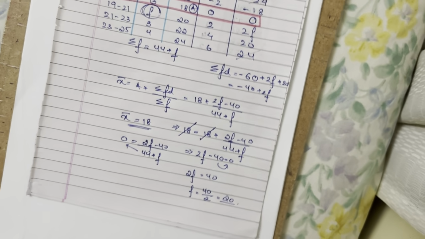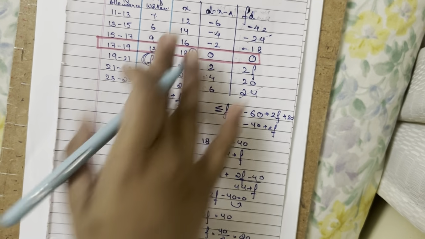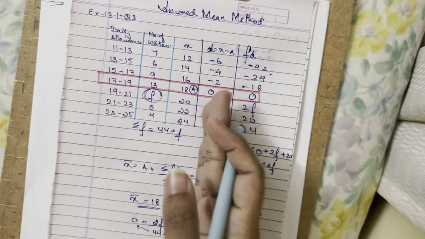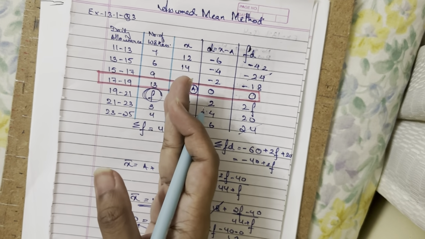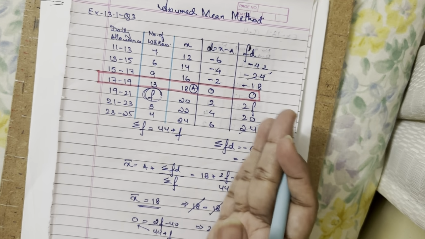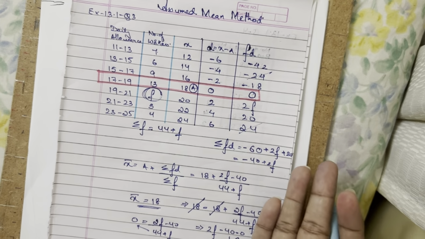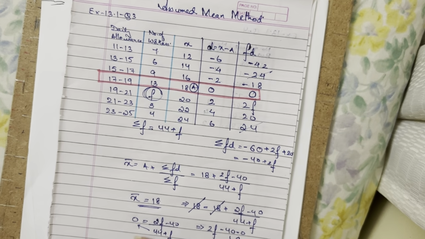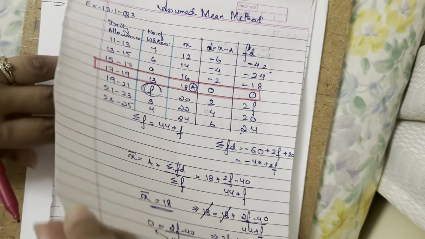In the missing frequency questions, we started by thinking that we can do the direct mean method, but eventually we ended up doing the assumed mean method because that was easier, isn't it? So that's how you can switch methods with questions and get the simplified ones done.